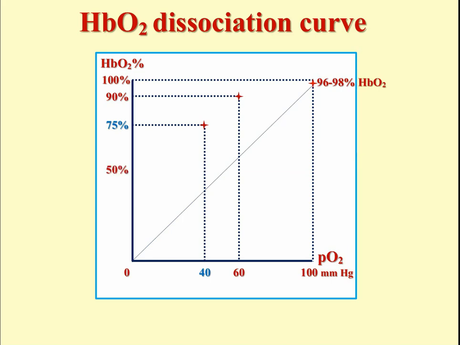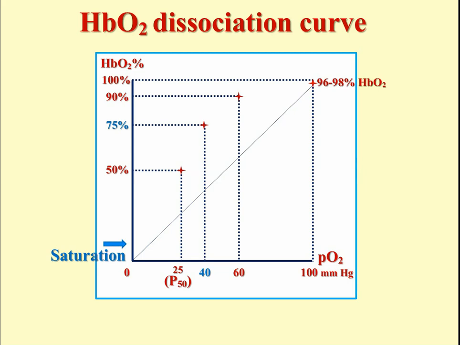But it is best if you also know the value that corresponds to 50%. This is the so-called index P50, about 25 millimeters. To be more exact, it can be 27, but 25 is also not abnormal. So 27 millimeters is P50, the pressure of oxygen which provides 50% of oxygenated hemoglobin. With these 3 additional points, you can easily produce the dissociation curve.